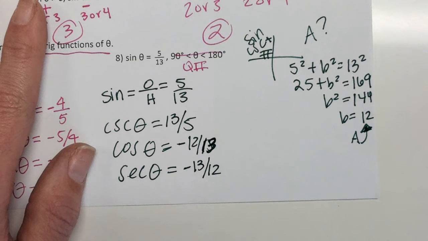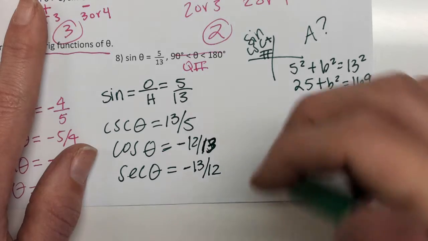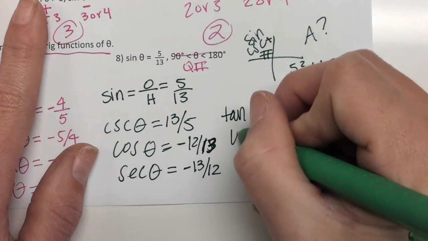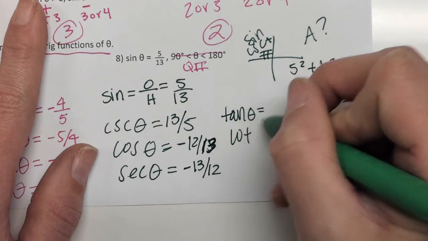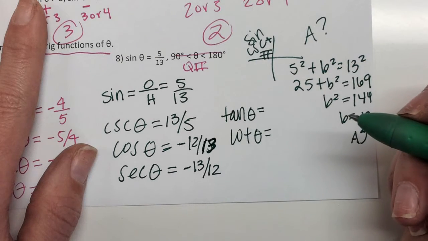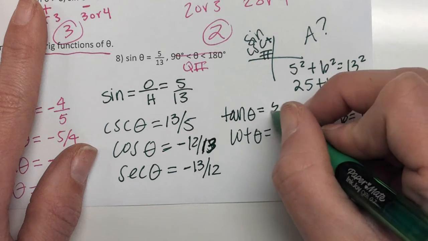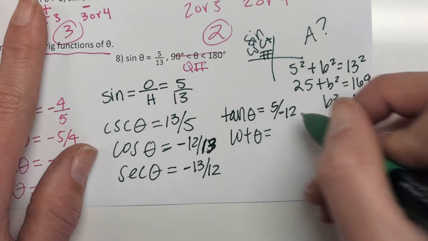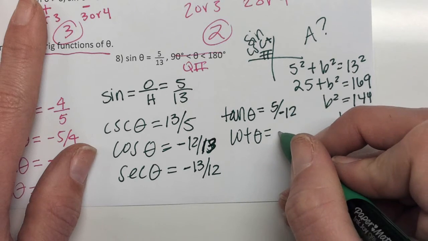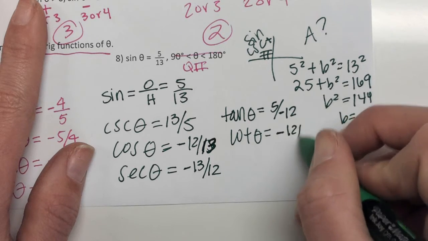Alright, what are my other 2 trig functions I'm missing? Tangent and cotangent. What is tan going to be? 5 over negative 12. Very good. And what about cotangent? Yes, negative 12 over 5.